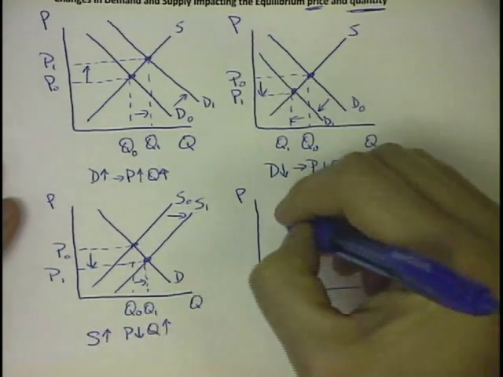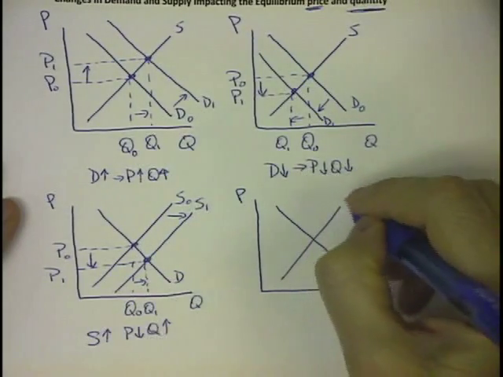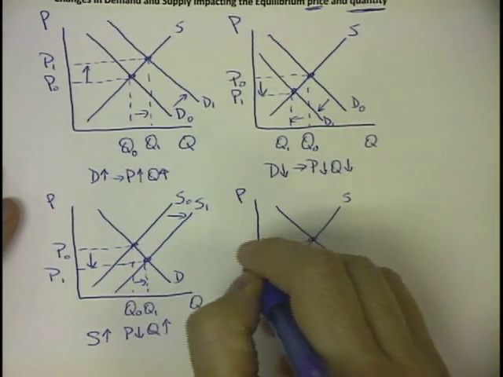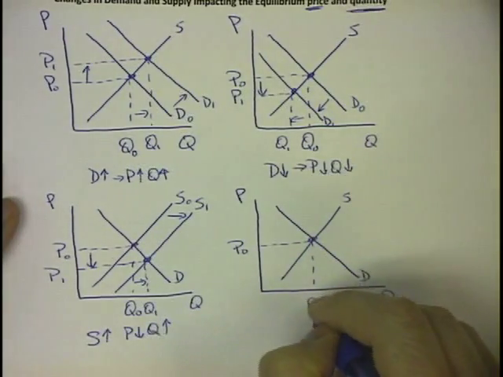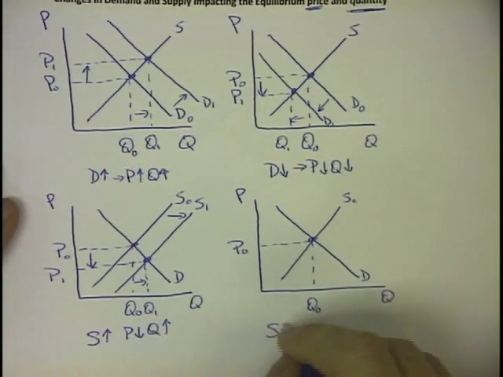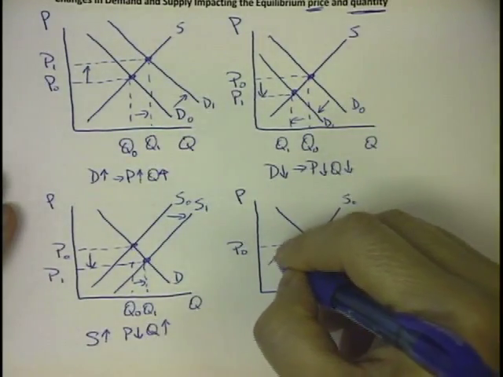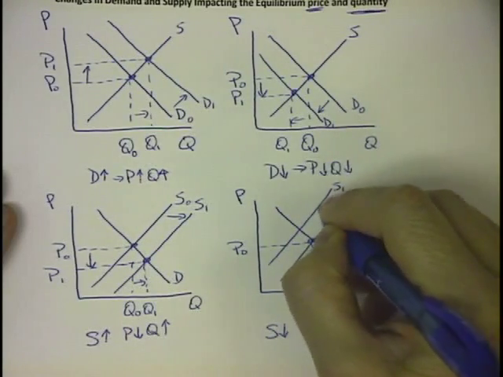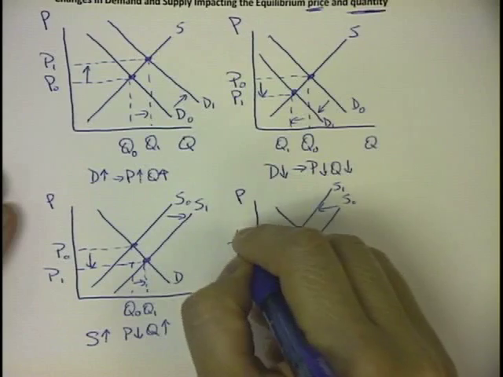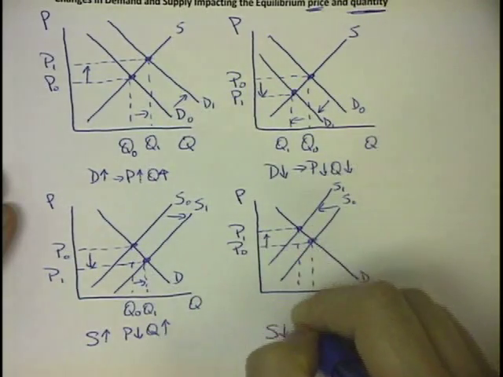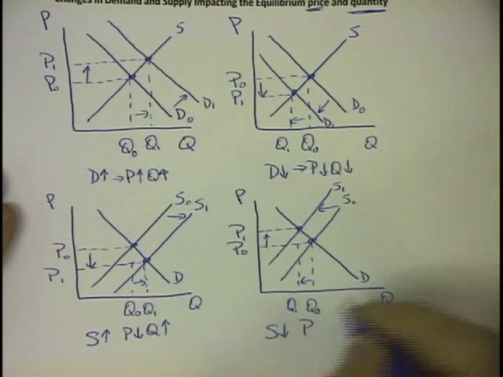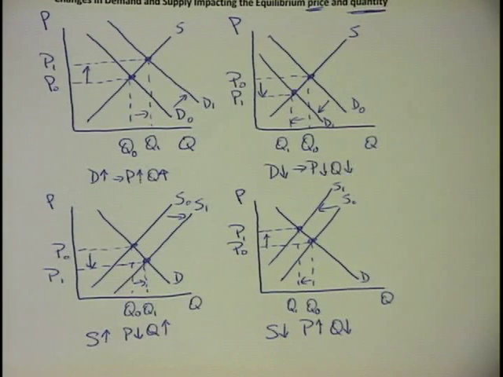If supply decreases, start with the big L, start with the big X, find our equilibrium, P naught, Q naught. If we have a decrease in supply, that means it's going to shift to the left. Maybe the price of the inputs went up. So supply is going to shift to the left. We're going to see price increases and quantity decreases. So when supply decreases, price goes up, quantity goes down. Those are the things that are going to happen to price and quantity if we have changes in demand and supply.